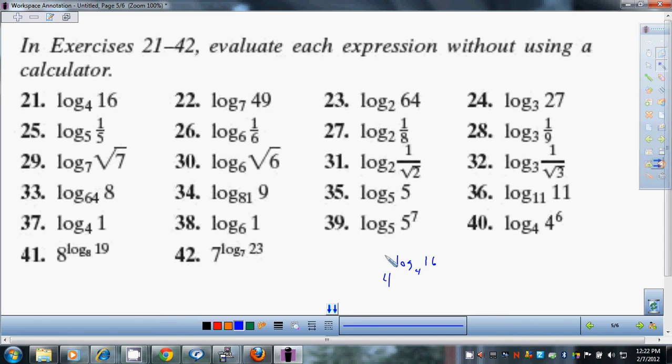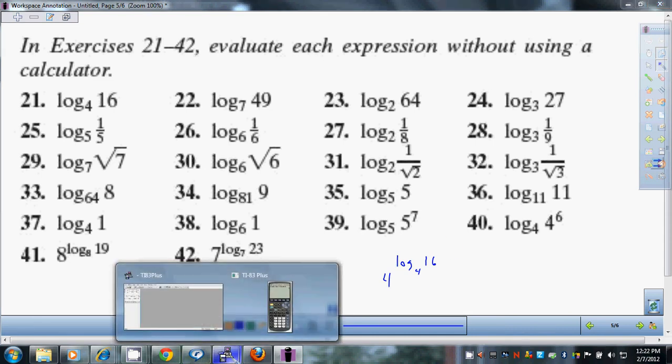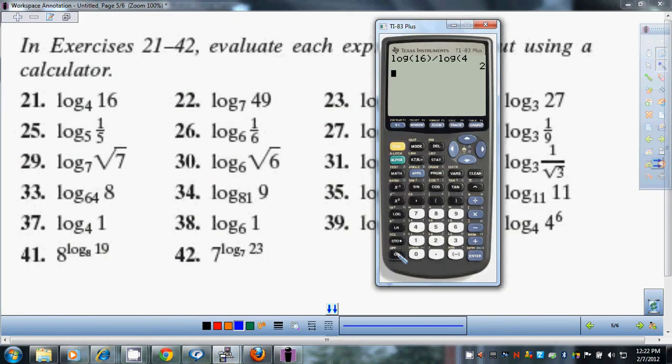42? Yes. But again, you can still just punch this in the calculator. That is 8 raised to the log, remember, log of the answer divided by log of the base. So log of 19 divided by log of 8, 19.